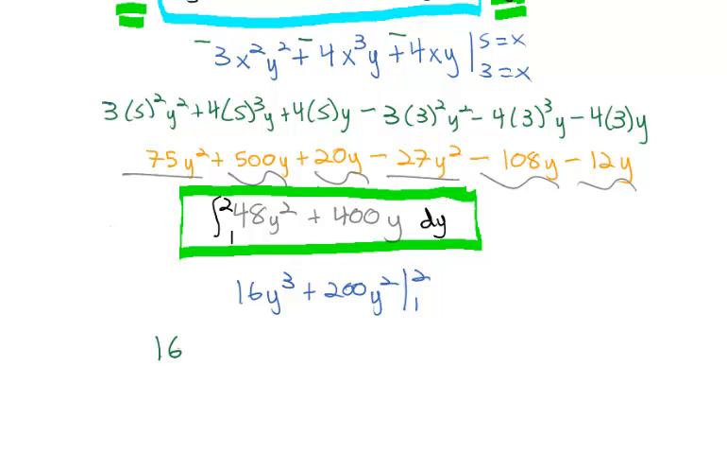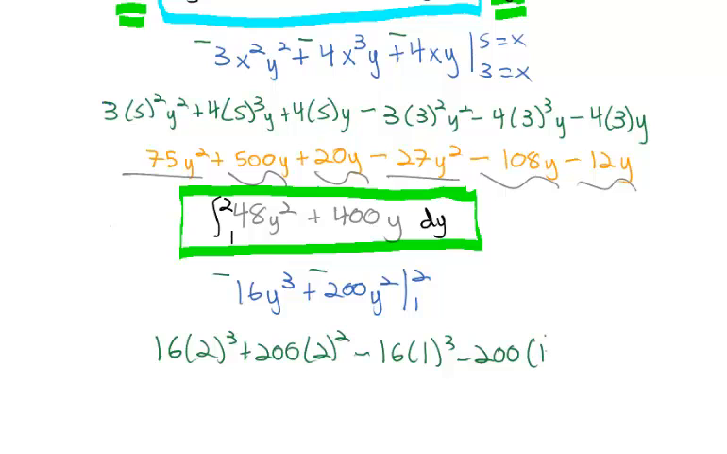So we have 16 times 2 cubed plus 200 times 2 squared. And then we subtract. It's going to change the signs. Minus 16 times 1 cubed minus 200 times 1.